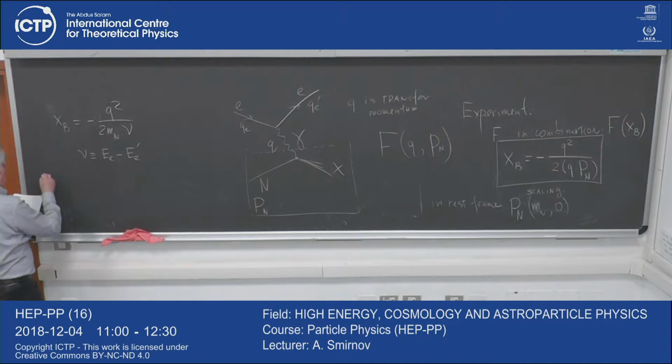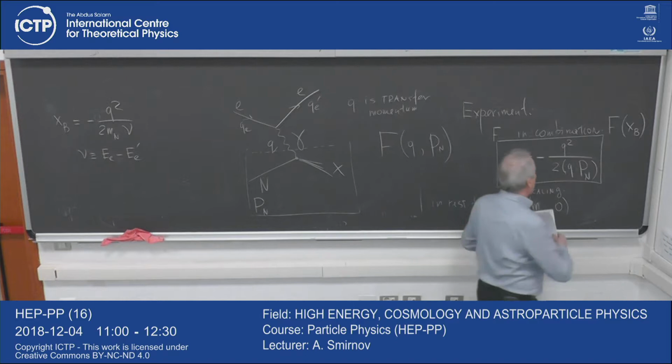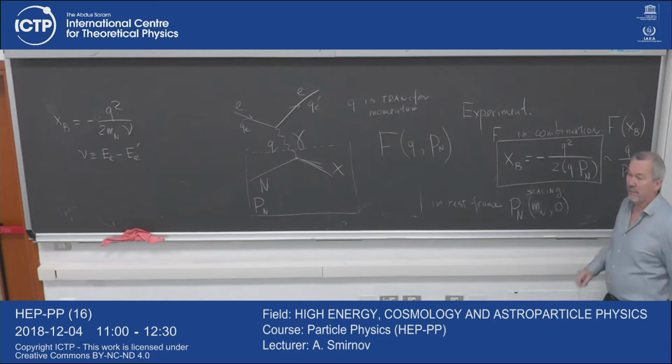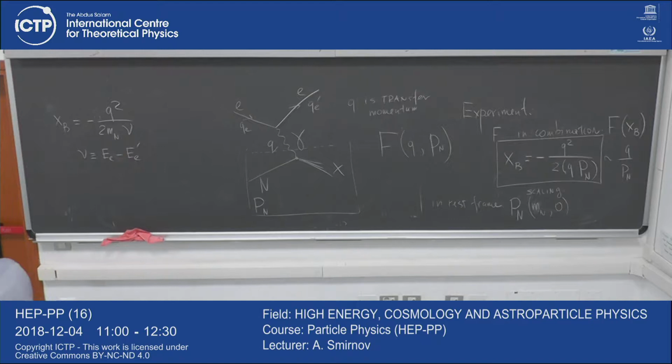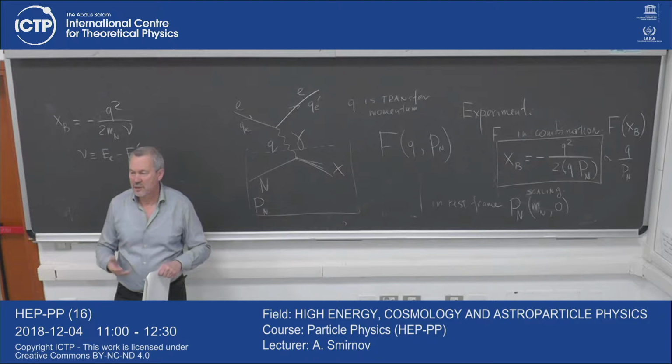Okay? Questions? Scaling: if we increase Q by 2 and reduce... You see, Q is in the numerator and in the denominator. So essentially, that is changing as Q over P_N. And therefore, when you change Q and P_N in the same way, you will get the same x. Okay? So who knows how to explain scaling? You see, this is an observation. Now we'll try to find the theory, an explanation of this scaling phenomenon.